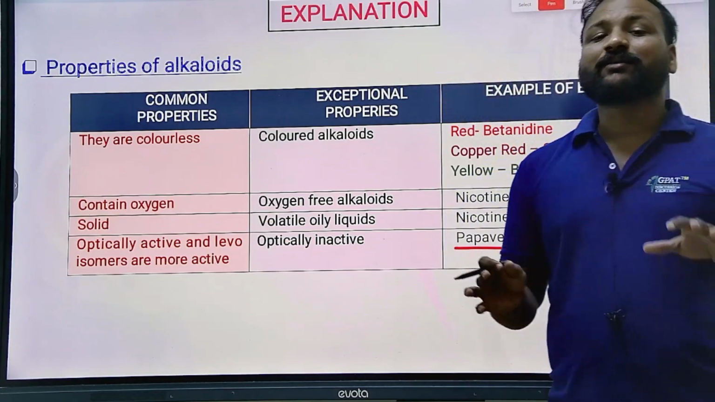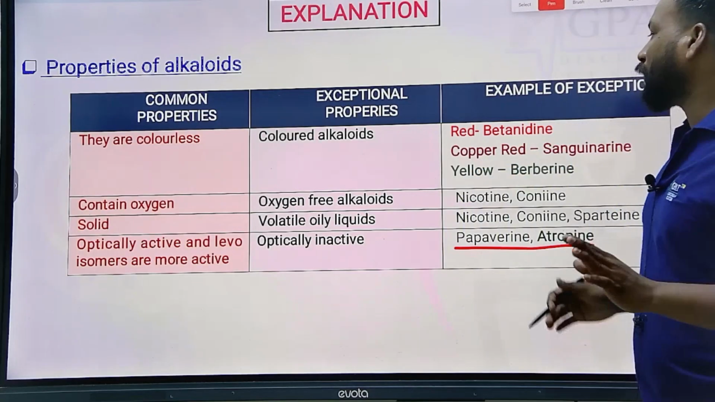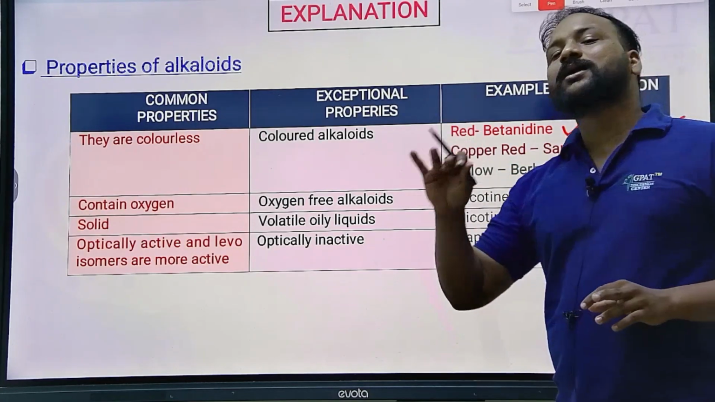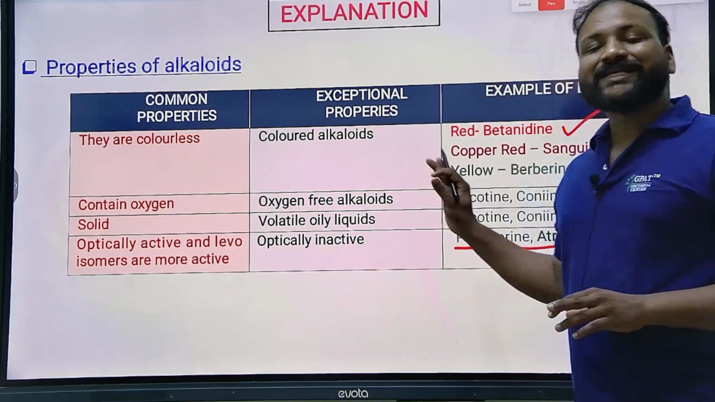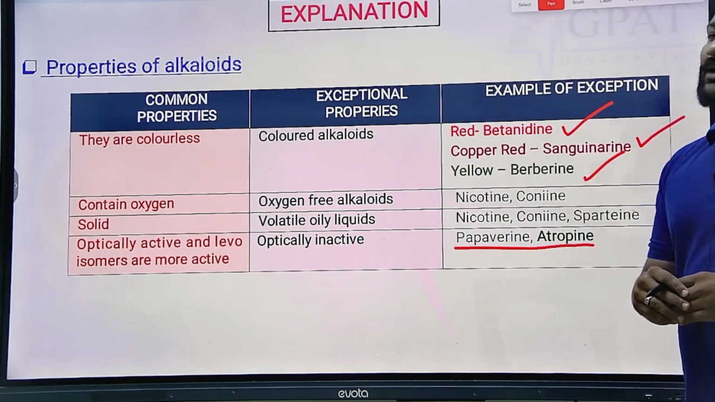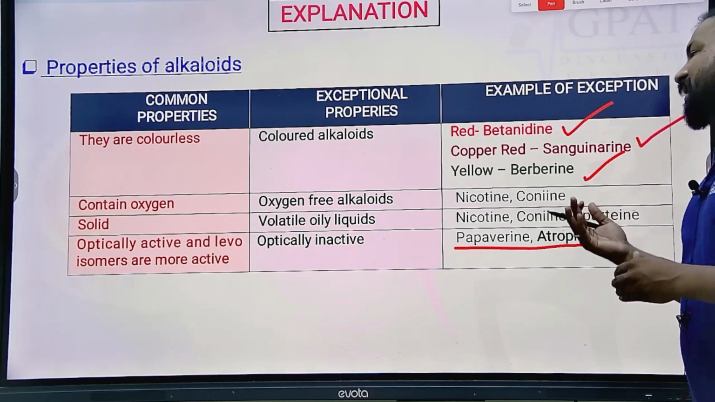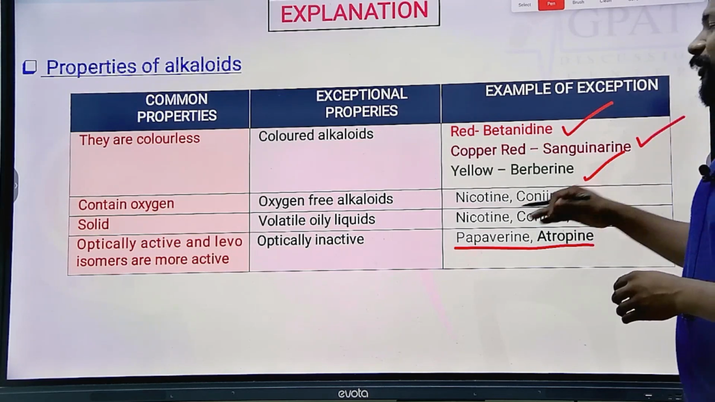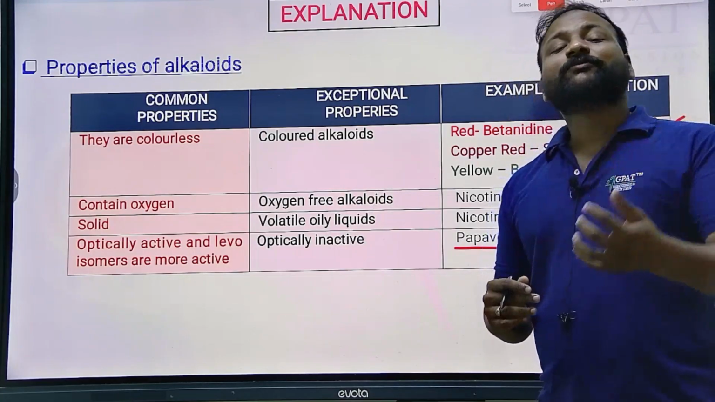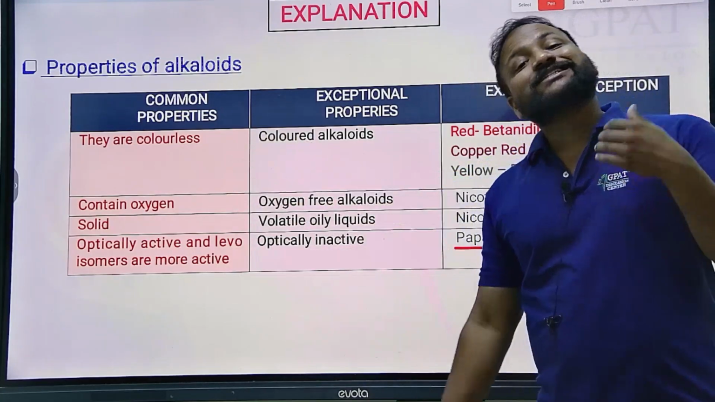Alkaloids are mostly colorless except a few: betanin, sanguinarine, and berberine. The remaining are all colorless alkaloids, but these three are colored. Betanin is red, sanguinarine is copper red or orange, and berberine is yellow. There are also other important exceptional characteristics.